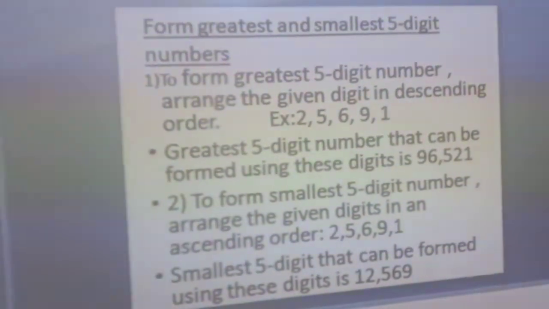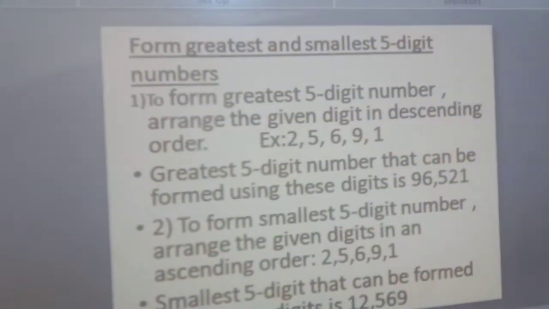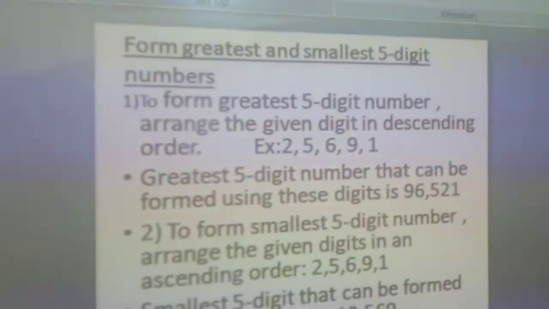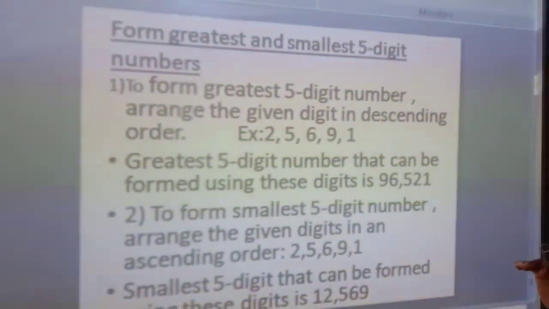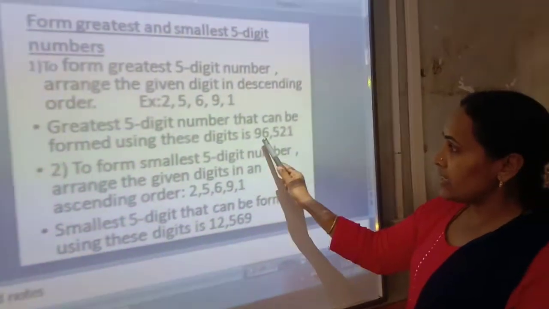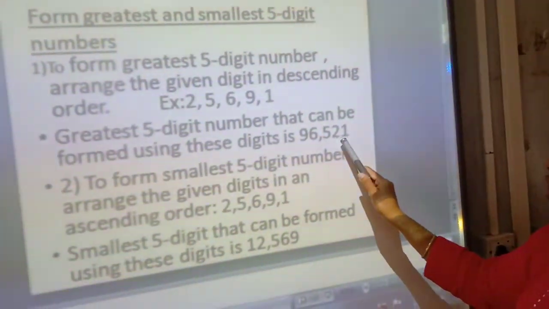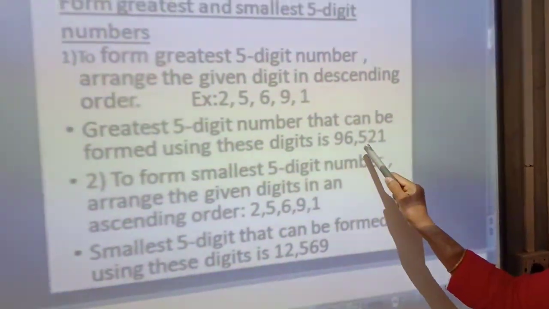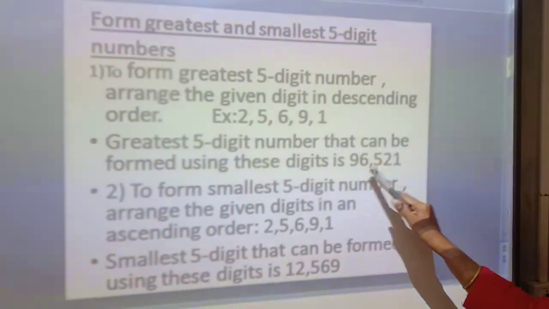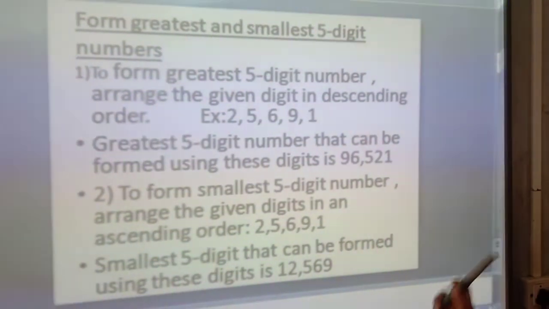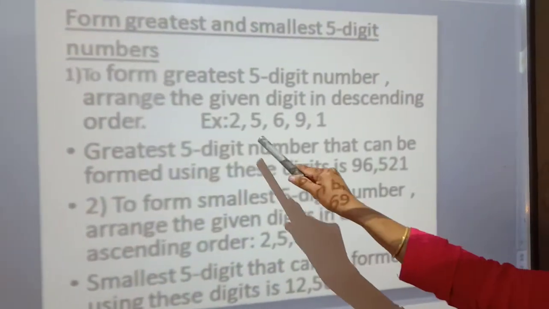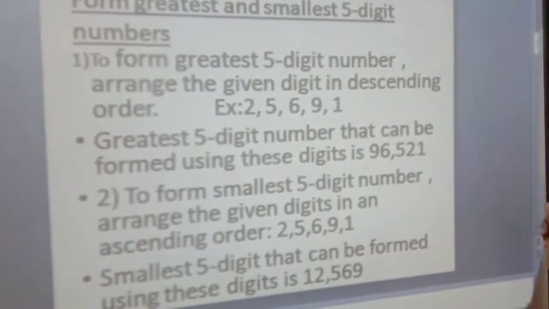Now, to form a greatest 5-digit number, we have to arrange the given digits in descending order. Descending order means from greatest digit to smallest digit. If we arrange these numbers in descending order, we get 9, 6, 5, 2, 1. After the thousands place we put a comma, and this number is read as 96,521. So, to get the greatest 5-digit number, we have to arrange the given digits in descending order.